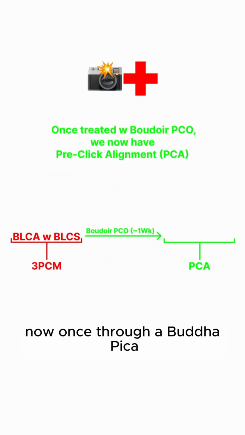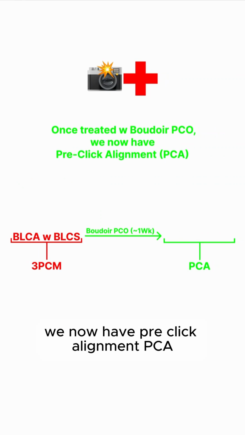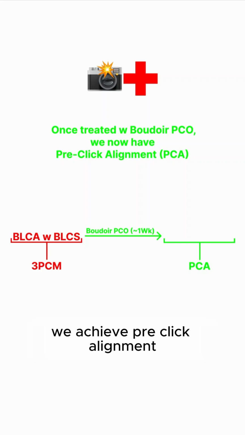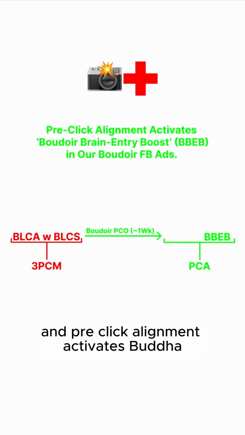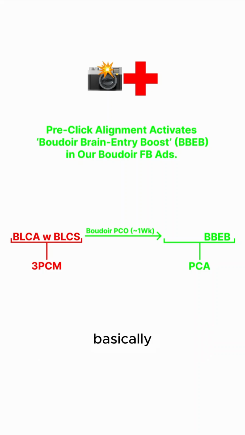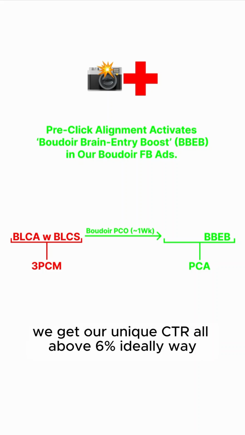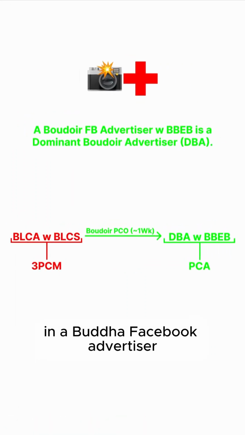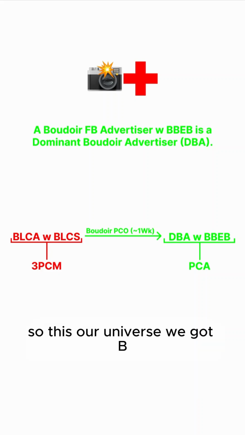Now, once treated with boudoir pico, we now have pre-click alignment, PCA. So we get rid of the 3 pre-click mistakes, we achieve pre-click alignment. And pre-click alignment activates boudoir brain entry boost in our boudoir Facebook ads. Basically, we get our unique CTR all above 6%, ideally way, way, way above it. And a boudoir Facebook advertiser with boudoir brain entry boost is a dominant boudoir advertiser, a DBA. So this is our universe.